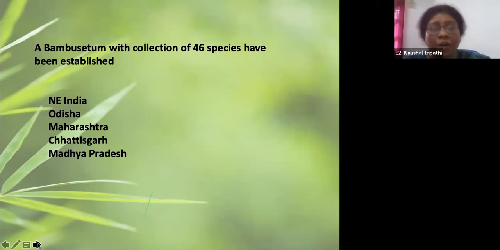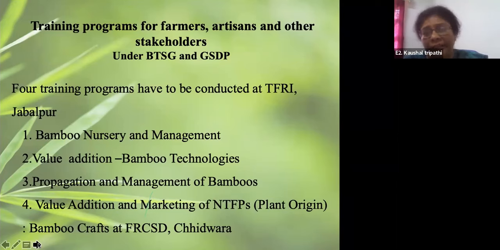And next slide, please. We also undertake training programs for farmers, artisans, and other stakeholders under different training programs funded by the government, like the GSDP Green Skill Development Program, or the Bamboo Technical Support Group programs on nursery management, bamboo nursery and management, value addition, bamboo technologies, propagation and management of bamboos. On these topics, we have been conducting trainings for different stakeholders.